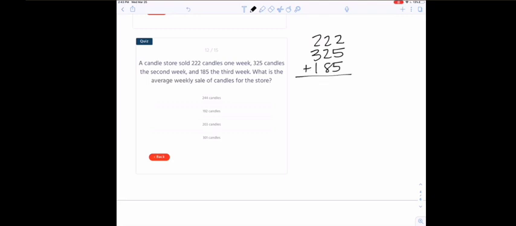So 2 plus 5, 7, plus 5, 12, carry the 1. 1 plus 2, 3. 3 plus 2, 5. 5 plus 8, 13, carry the 1. 1 plus 2 is 3. 3 plus 3 is 6. And 6 plus 1 is 7. So we're going to do 732 divided by 3.